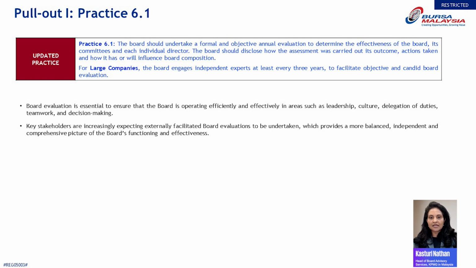Another important process in relation to board evaluations is the need to disclose the details on how the evaluation process was conducted, as this can support stakeholders' formation of an opinion on the overall effectiveness of the board and individual directors. Key stakeholders are increasingly expecting externally facilitated board evaluations to be undertaken, which has also resonated with emerging leading practices and the demand for external objectivity in board evaluations.